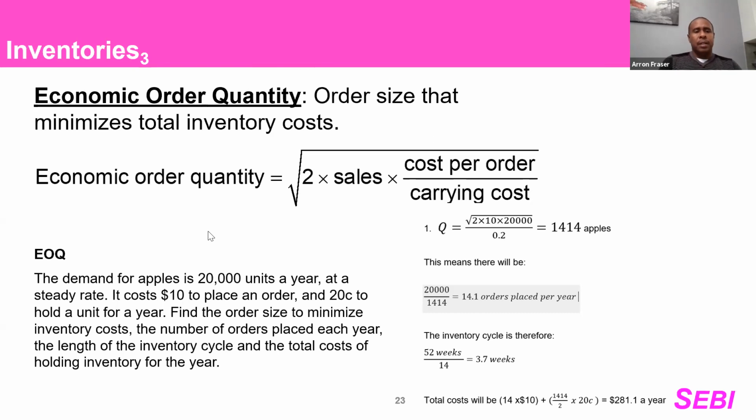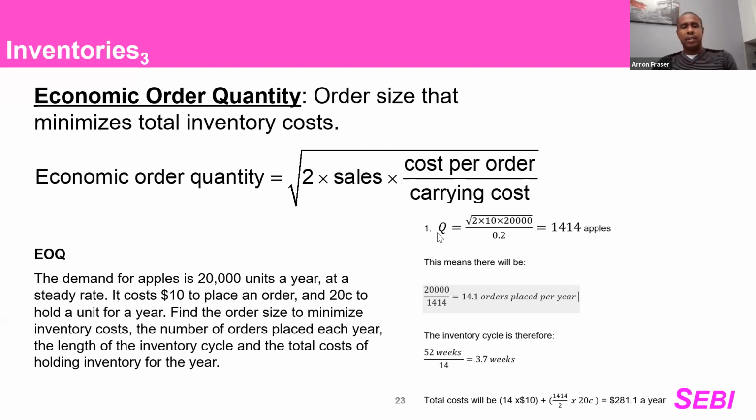Right, so this is the formula for the economic order quantity. In this example, the demand for apples is 20,000 units per year at a steady rate. It costs $10 to place an order and 20 cents to hold an apple for a year. Find the order size to minimize inventory costs, the number of orders placed per year, the length of inventory cycle, and the total cost of holding inventory for the year.